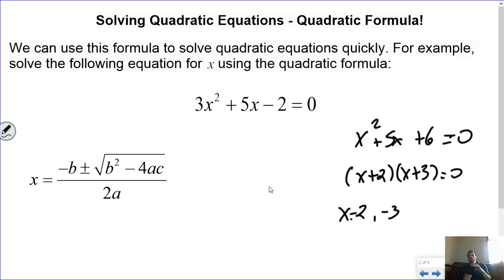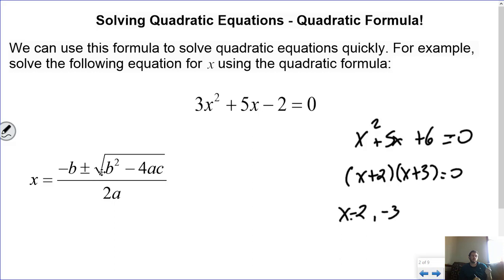But then we don't understand necessarily what that means because this is the answer. This is the value for x that's going to make that quadratic equation equal 0. If I were to take a negative 2 and plug it into this equation, I'm going to get 0. If I were to take a negative 3 and plug it into this equation, I'm going to get 0. With this quadratic formula, it is also going to spit out two answers. It's going to give you two numbers.